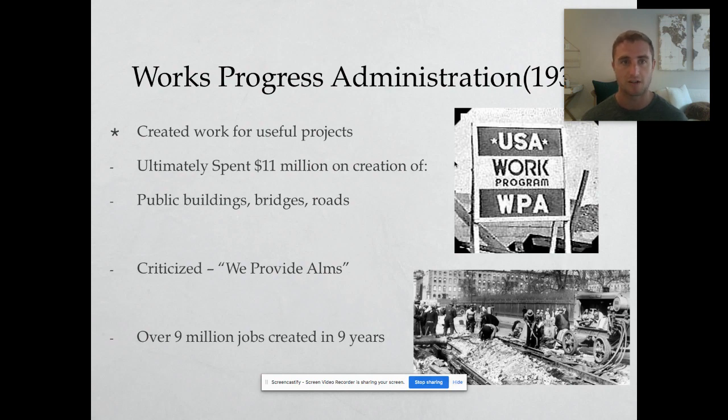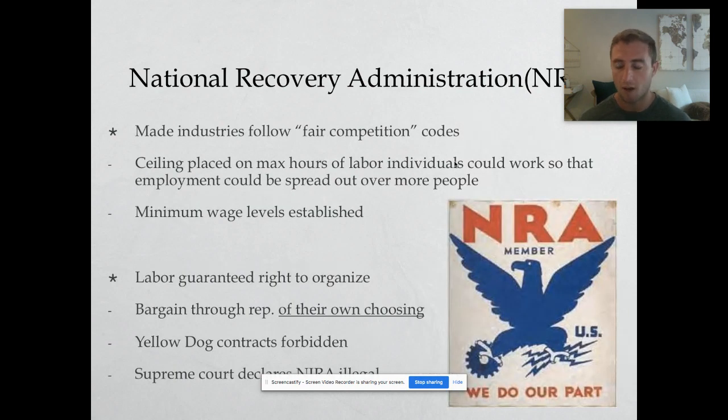So the Works Progress Administration, another one of those bureaucracies created during the New Deal, was employing unemployed Americans to build bridges and roads. It is going to help build infrastructure in the United States and give Americans jobs. Over 9 million jobs created in 9 years. So obviously that's a positive for some.